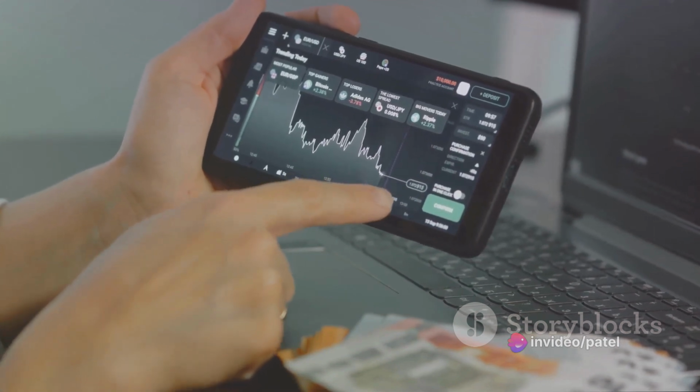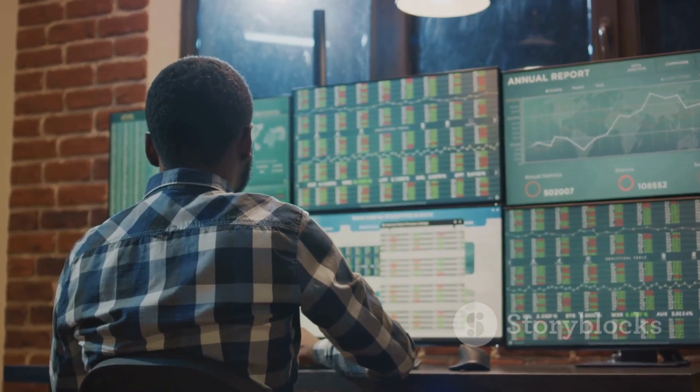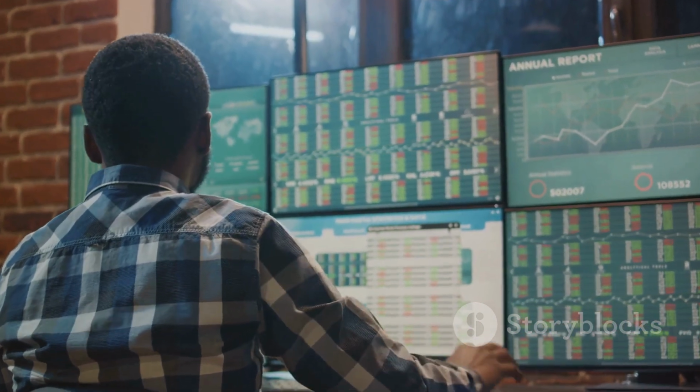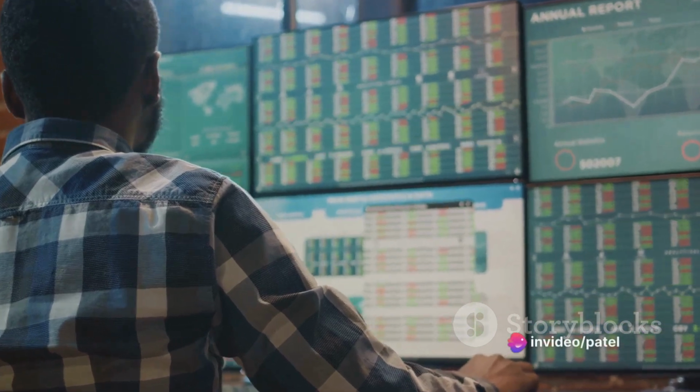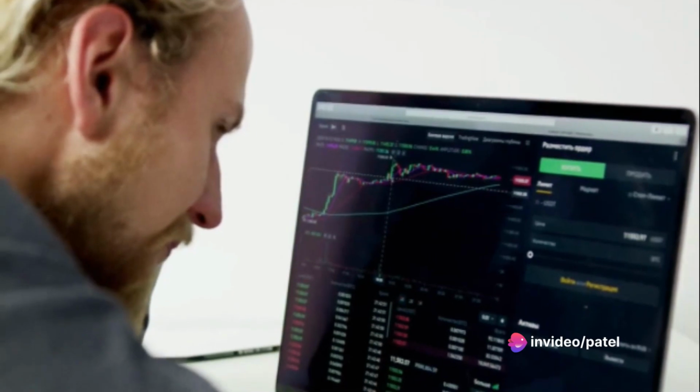Lastly, let's touch on leverage. Leverage in Forex trading is a tool that allows traders to control larger amounts of money than what's available in their trading account. It's a double-edged sword. It can amplify both profits and losses.